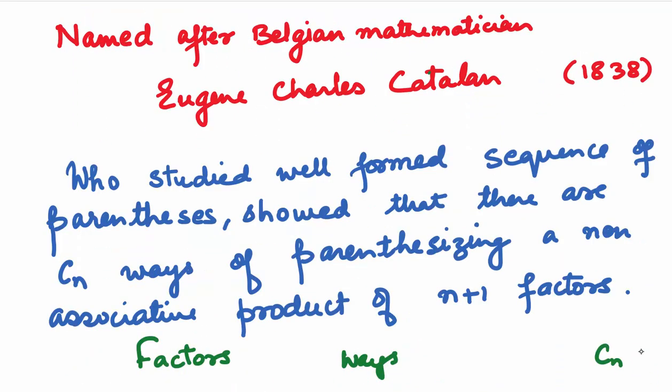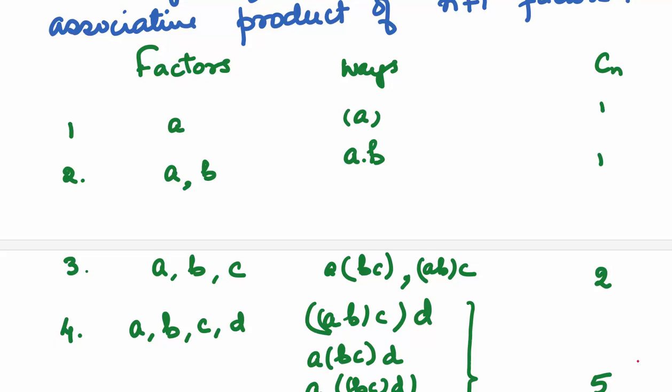The Catalan numbers are named after the Belgian mathematician Eugène Charles Catalan. Now, he studied well-formed sequences of parentheses, and he showed that there are Cn ways of parenthesizing a non-associative product of n plus 1 factors. Now let us see. If we take only one factor a, then we have only one way of parenthesizing it, and that is a. So Cn is 1. If we take two factors a and b, then also there is just one way in which we can parenthesize the product ab. You can always do it as ab, but they both are the same. So there is only one way.